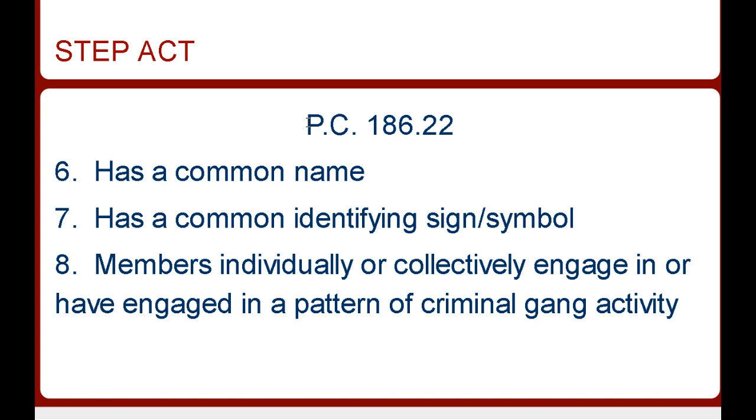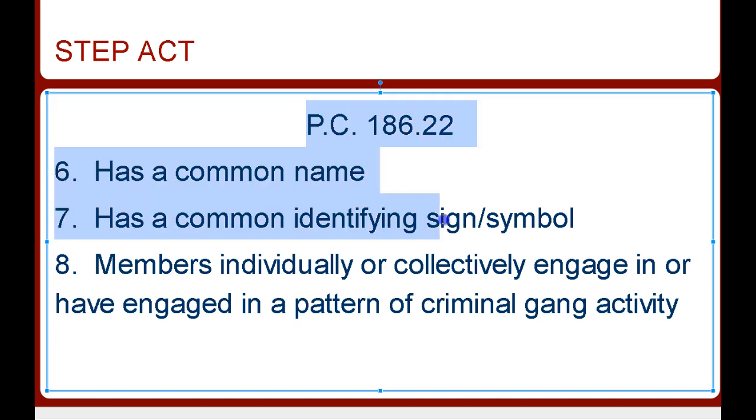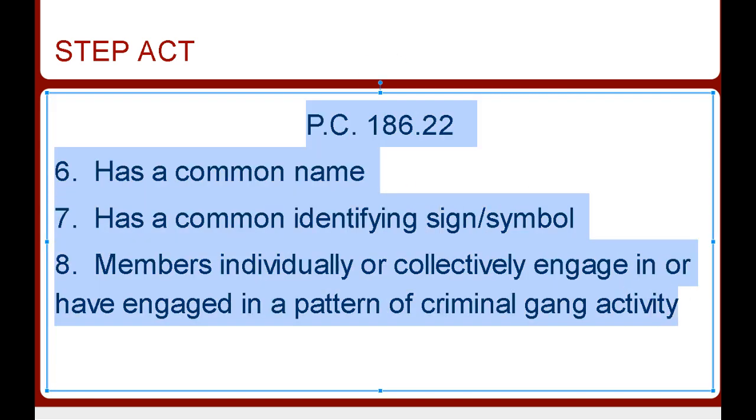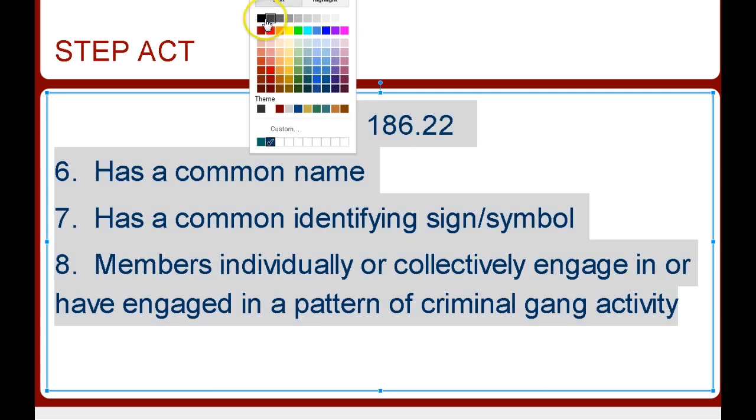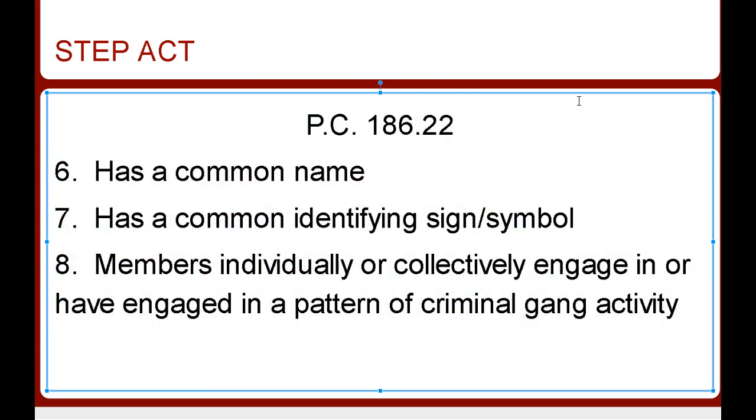And members collectively or individually engage in or have engaged in a pattern of criminal activity. So, under the umbrella of the gang itself, let's say they rob a street person of some money or clothing or a cell phone or what have you. And as they're running away, they're yelling the gang name or throwing gang signs or symbols as they're fleeing the scene.